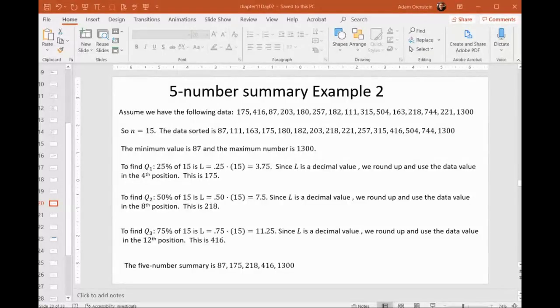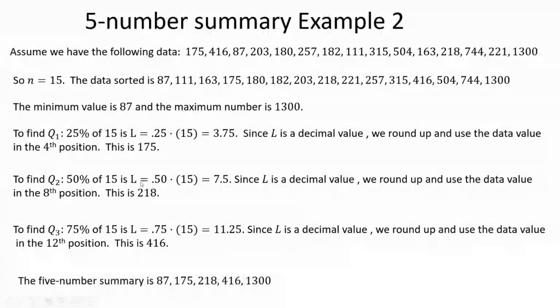Now Q2, okay, this is going to be 50%. So in this case, we're going to have L is 0.5 times 15. And that's 7.5, which is a decimal value. Okay, so because of that, we're going to round up to 8 and use the 8th data value.